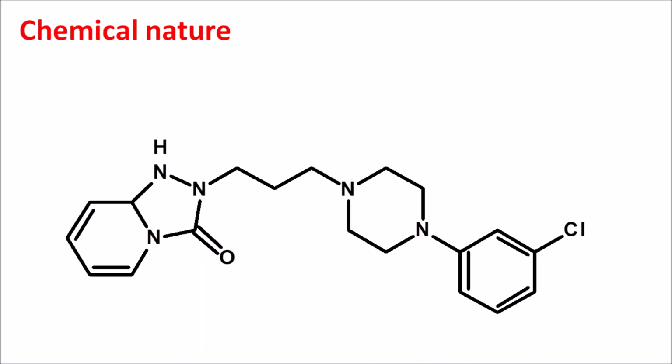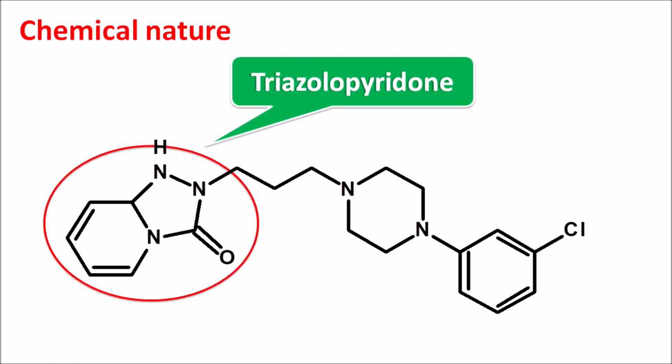First of all, let us see the chemical nature of this drug. This is the structure of Trazodone, and here you can observe a fused ring system. This is nothing but the triazolopyridine ring system, where the triazole ring is fused with the pyridine, with a ketone group on the triazole ring system.